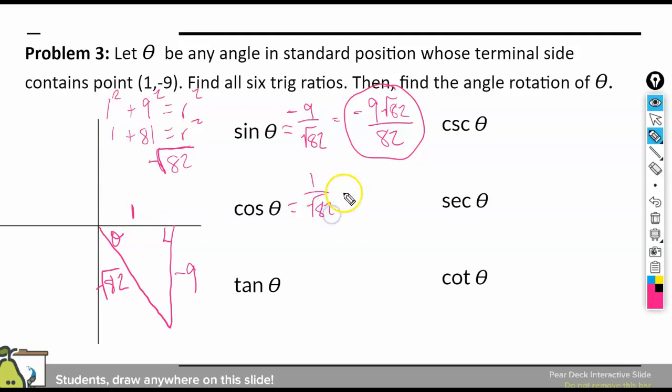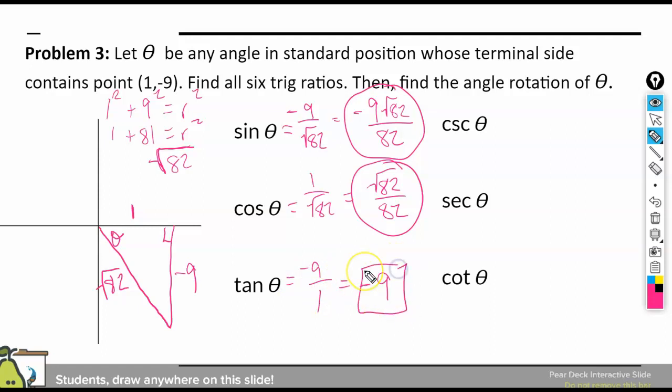So 1 over the square root of 82 is going to end up being square root of 82 over 82, but it's positive. And tangent is going to be opposite over adjacent, which is going to be -9 over 1, which is just going to be -9. When we do our reciprocals, we end up with negative square root of 82 over 9, positive square root of 82. You could put over 1, but we know over 1 isn't necessary. And then our cotangent is going to be -1 over 9.